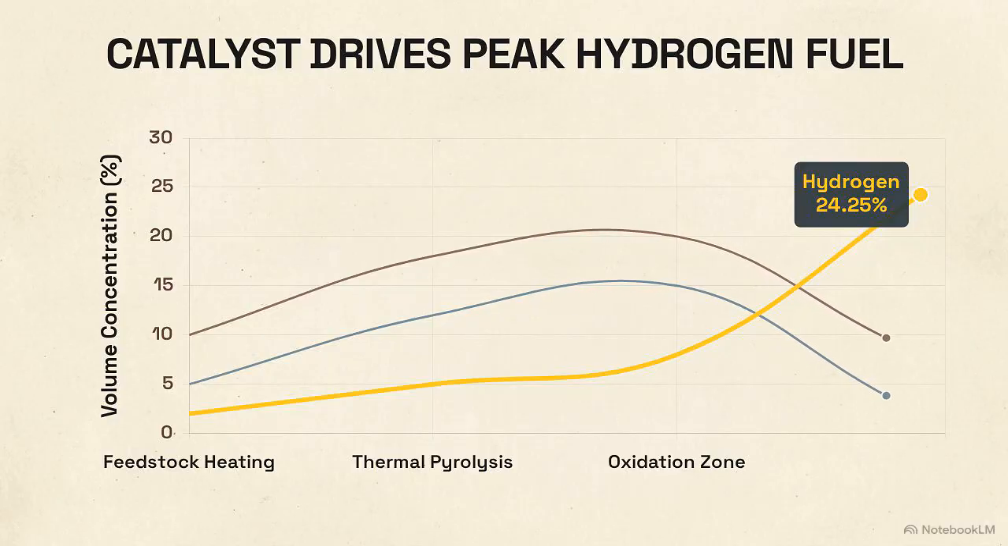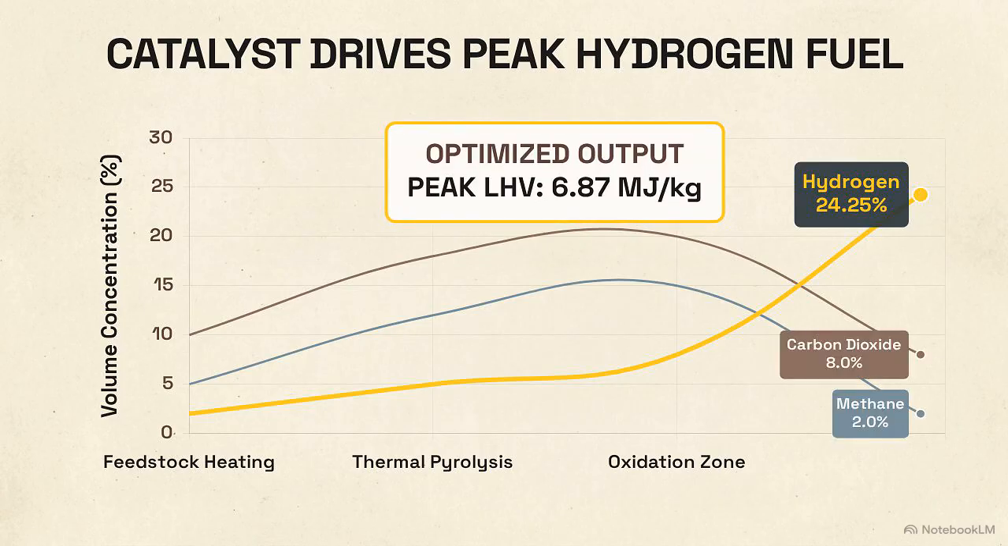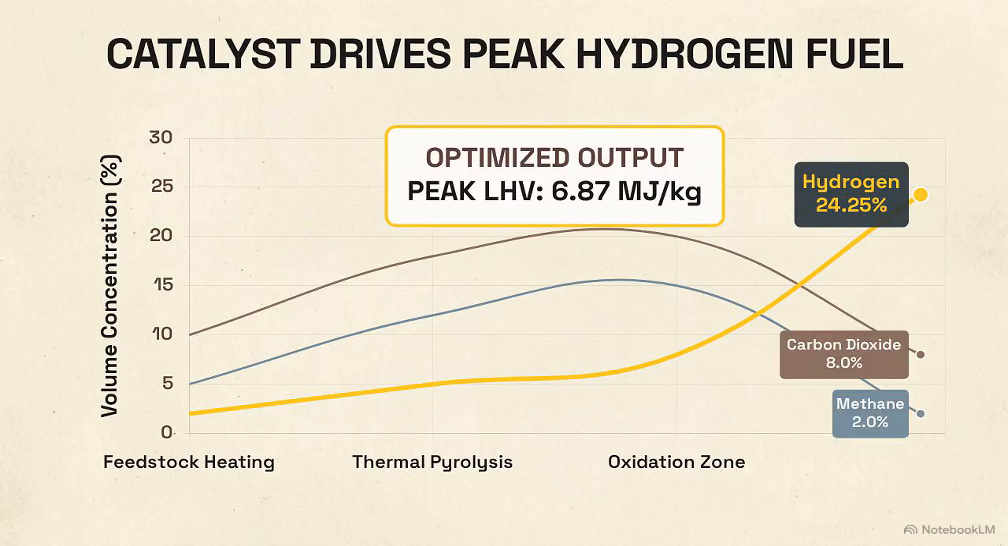Because of the intense hydrocarbon cracking inside the reactor, both methane and carbon dioxide levels drop in response to the surging hydrogen. Maximizing these combustible fractions yields a highly energy-dense fuel. The optimized gas achieves a peak lower heating value of 6.87 megajoules per kilogram.